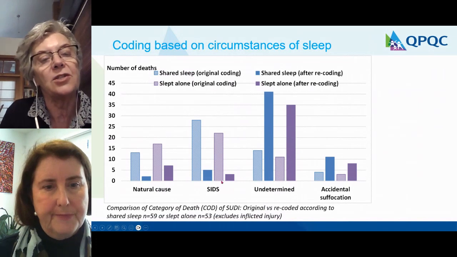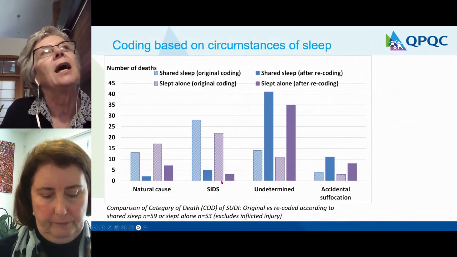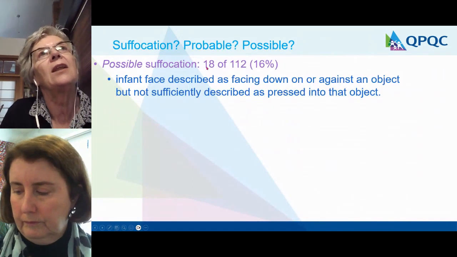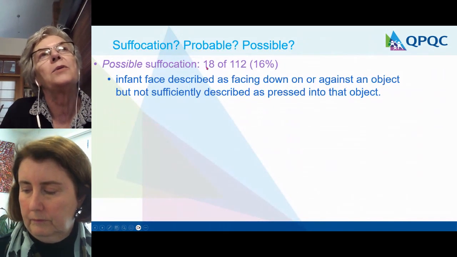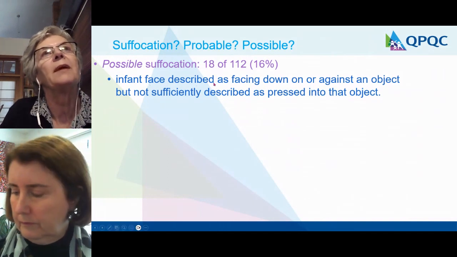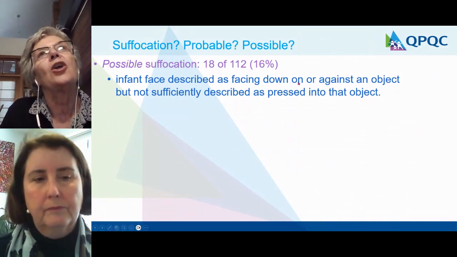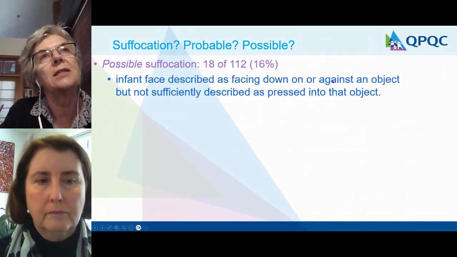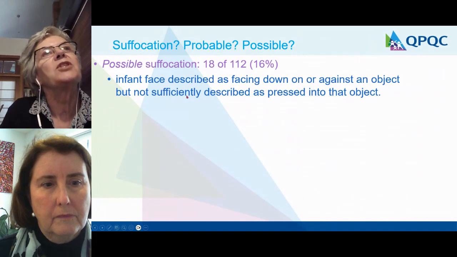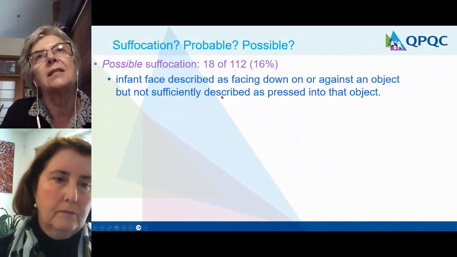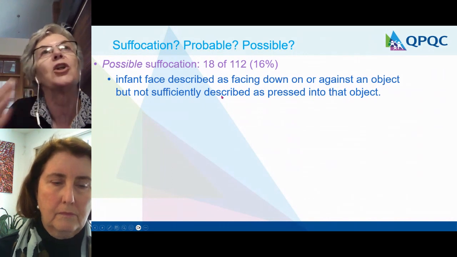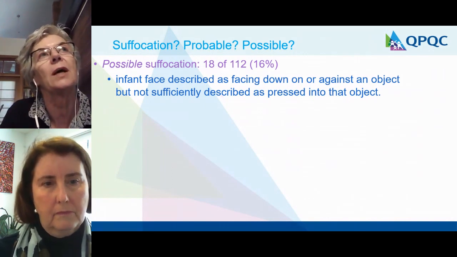And then finally, just on the accidental suffocation, we found in 18 of the 112, there was a real possibility of suffocation. The infant was described as being face down on an object or up against an object, either a person or a piece of bedding. But it wasn't sufficiently described as being pressed into that object, and we couldn't exclude that the baby was somehow resting on its little nose and perhaps still had a preserved airway.